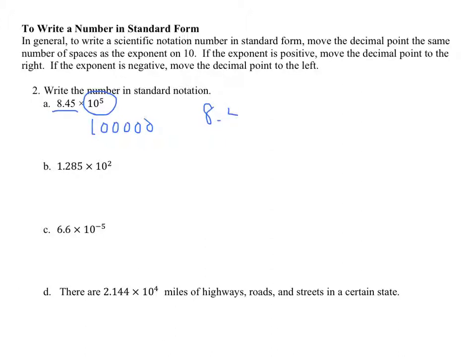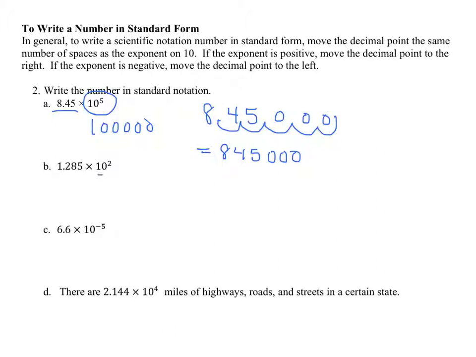So this is what I like to do. I write the original number and then I start moving. 1, 2, 3, 4, 5. Add zeros when I can. So it's 845 with 3 zeros. And I don't need to put the decimal point at the end. So it's 845,000. You don't need to put the commas in. Just leave it. Okay, next.